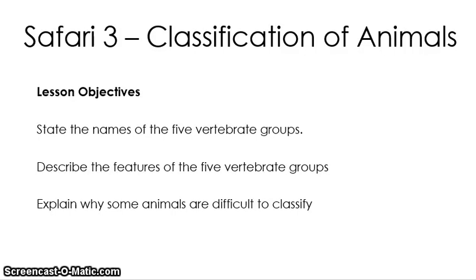Welcome to the video for Safari Free Classification of Animals. The lesson objectives for this lesson are to state the names of the 5 vertebrate groups, describe the features of the 5 vertebrate groups, and explain why some animals are difficult to classify.